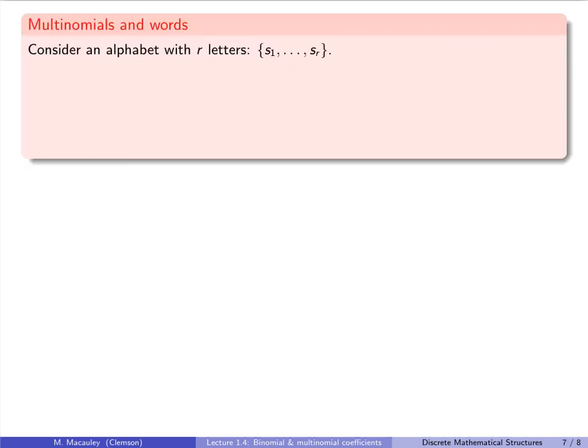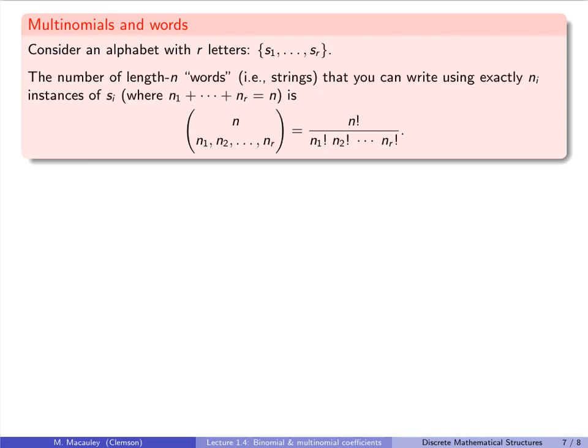Let's write down the main points of what we just talked about. Let's consider an alphabet with r letters, like S1 up to Sr. The number of length n words, or maybe strings if you're a computer scientist, that you can write using exactly n1 S1s, n2 S2s, all the way up to nr Srs, we of course assume that these ni's add up to n, is a multinomial coefficient. So it's n factorial divided by n1 factorial times n2 factorial all the way up to nr factorial.